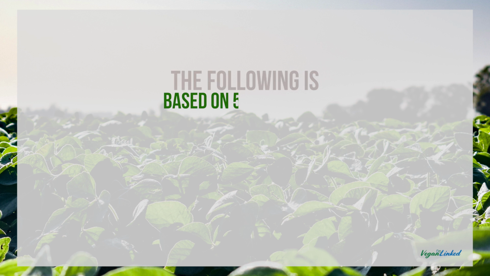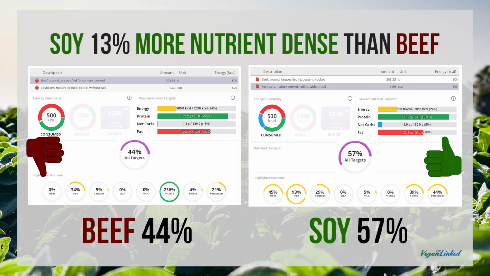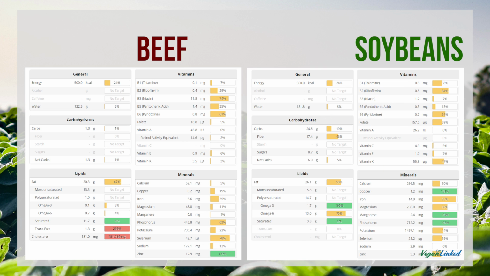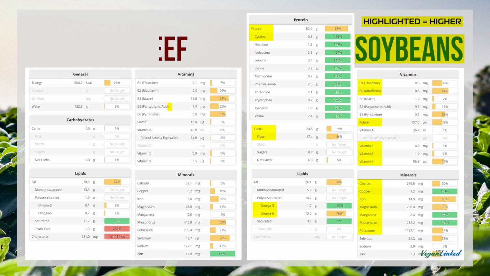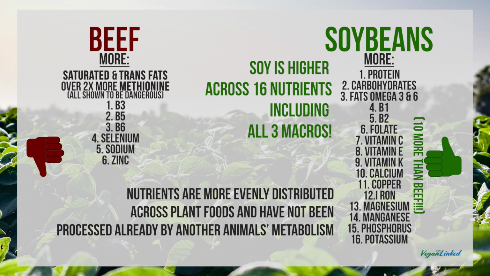The following nutrient profile demonstrations are based on 500 calories using USDA data. When comparing soy to beef, soy is 13% more nutrient dense than beef. Soy reached 57% of all nutrient targets, whereas ground beef only met 44% of all nutrient targets. And here we can see a breakdown of how those nutrients were distributed: protein, vitamins, minerals, fats, carbohydrates. And under beef on the bottom left, you can see the trans fats and cholesterol appropriately highlighted in red. I've listed them here. Soy is higher across 16 nutrients, including all 3 macros. That's 10 more than beef.